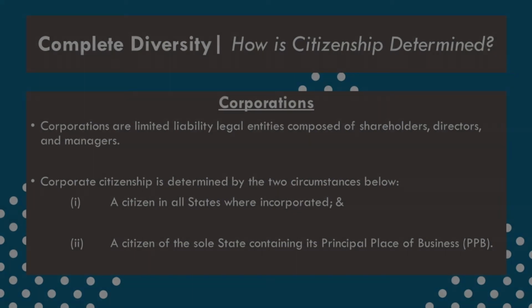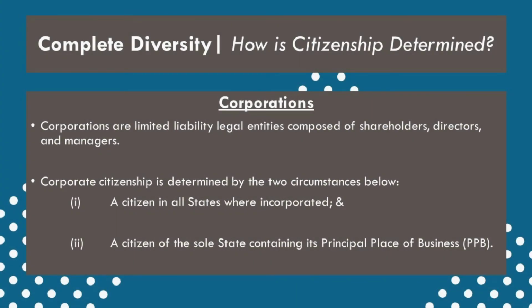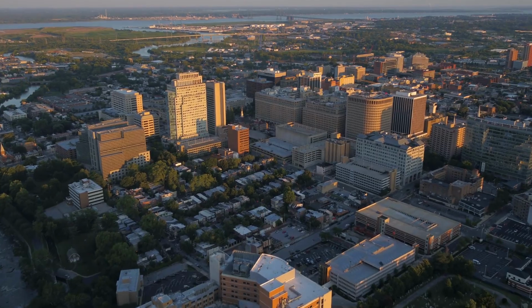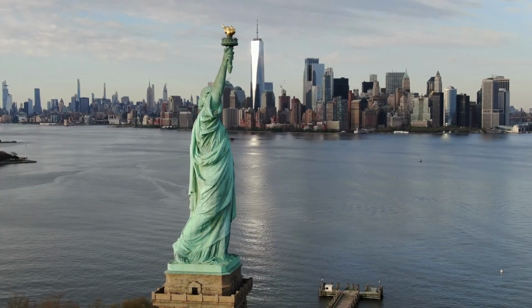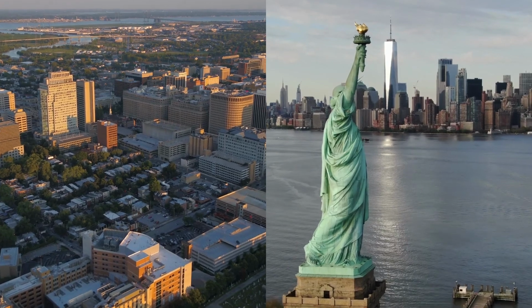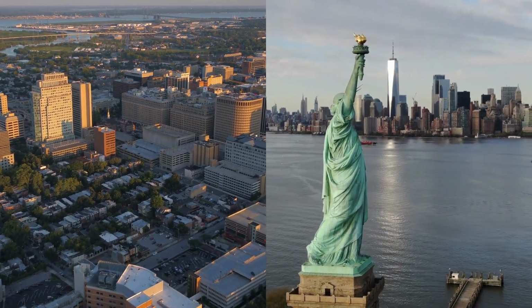Corporations. In the case of a corporation, there are two circumstances that will determine where the corporation is a citizen. These are: 1. The state or states where the corporation is incorporated, and 2. The one state it calls its principal place of business, or PPB. For example, consider a corporation incorporated in Wilmington with headquarters in Manhattan. In those circumstances, that corporation would be a citizen of both Delaware and New York State.